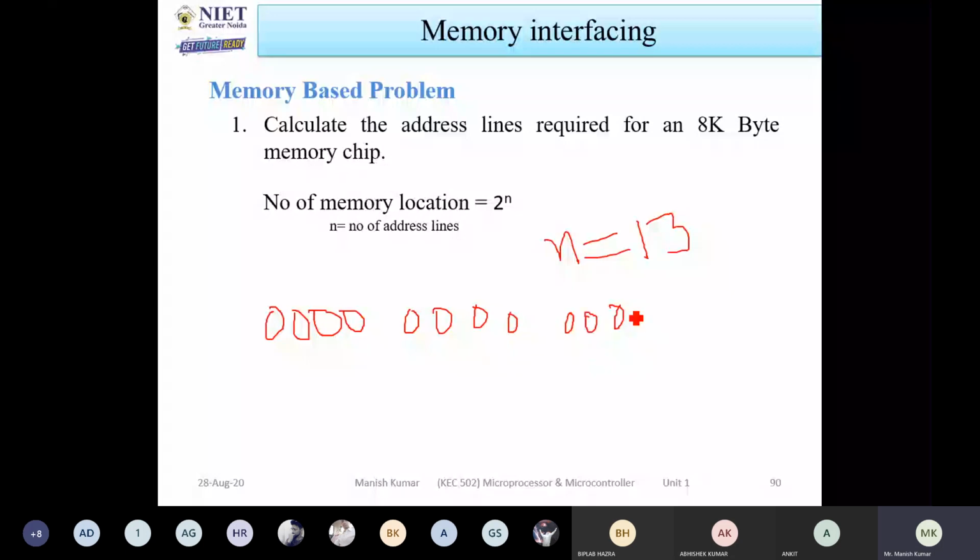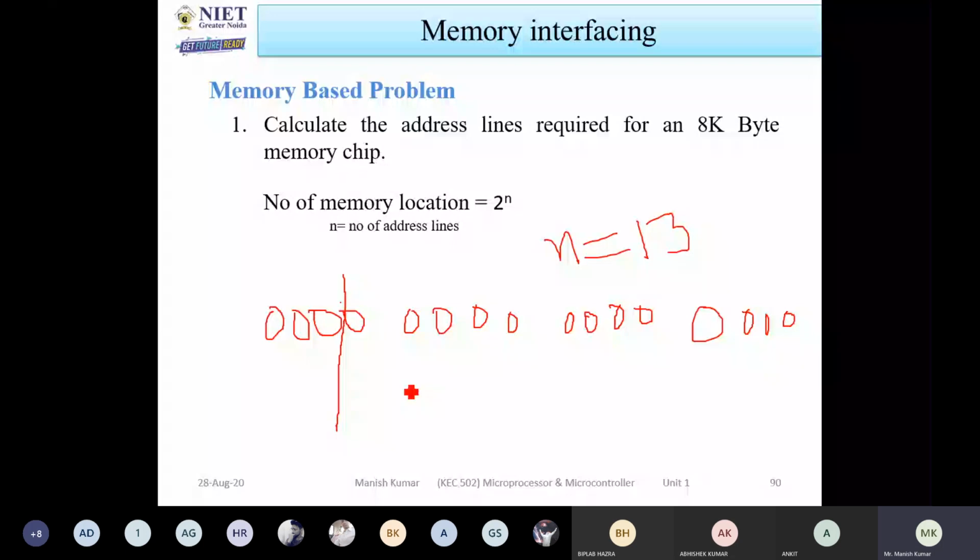I will tell you the address range. How can you find the address range? Okay, so this is 13 bit, so we can find from LSB. 13 lines means up to 13 bits you have to connect with the processor.